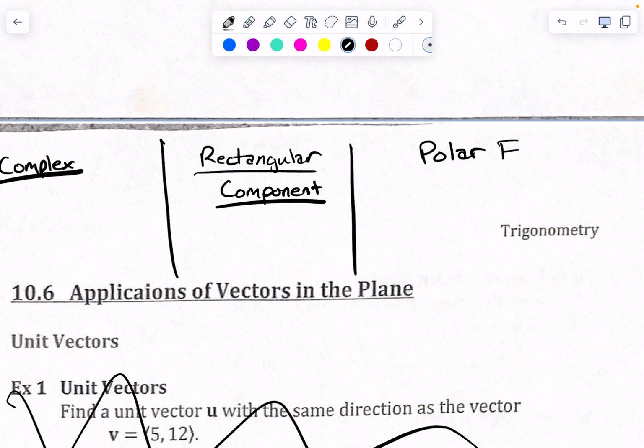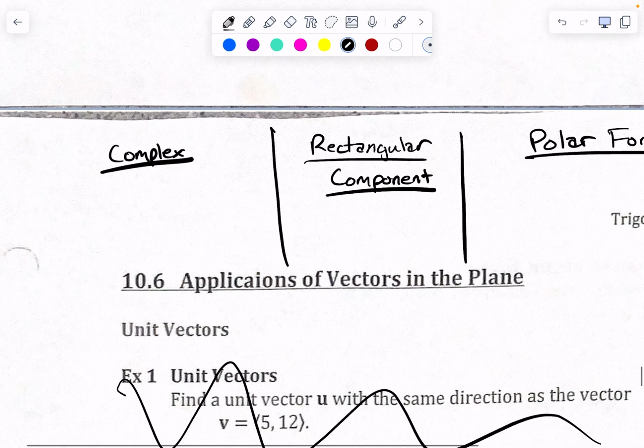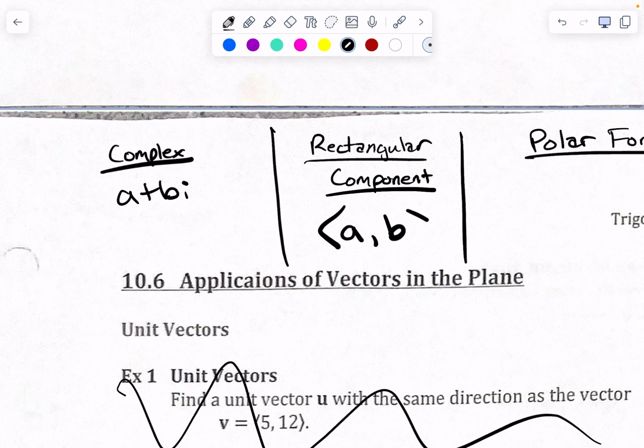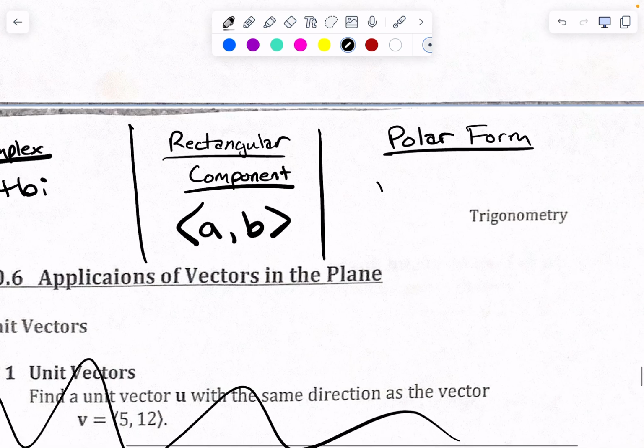Polar form. All right, here is complex form. It is A plus Bi. Rectangular form or component form is just A comma B. And polar form is r cosine theta plus i sine of theta.